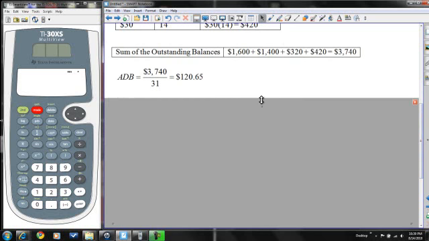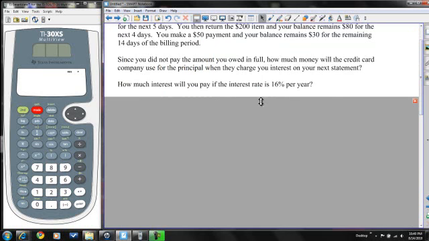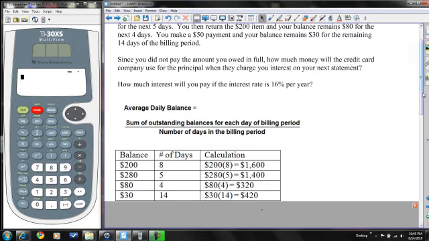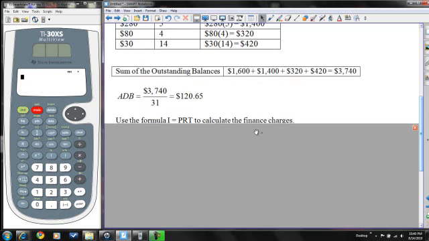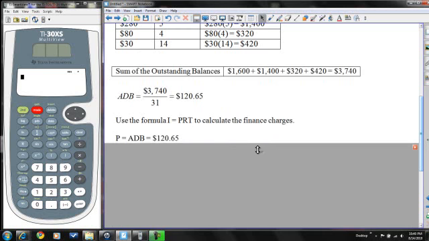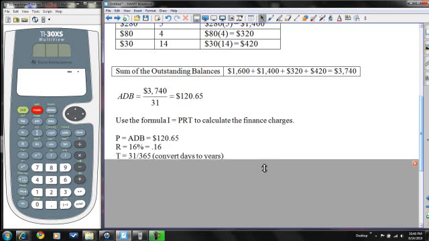The next thing we want to do is answer the question up here, which says, how much interest will you pay if the interest rate is 16% per year? If we're going to do this problem, the interest is found by using the simple interest formula. So we're going to use the formula I equals PRT to calculate the finance charge, where P is the average daily balance, $120.65. R is 16%, written as a decimal as 0.16. T is the time in years.